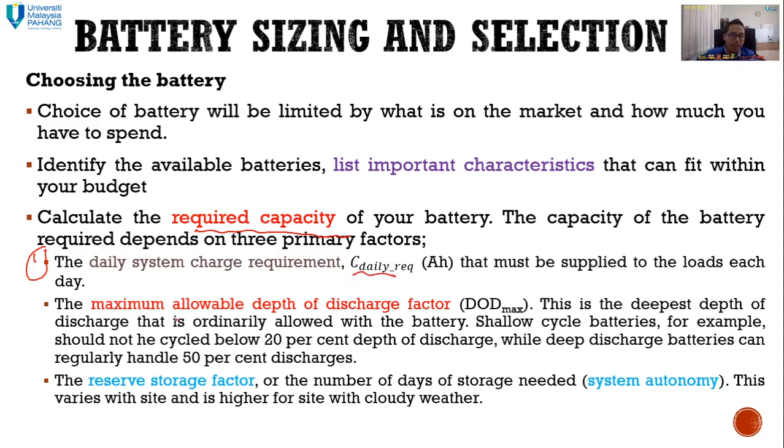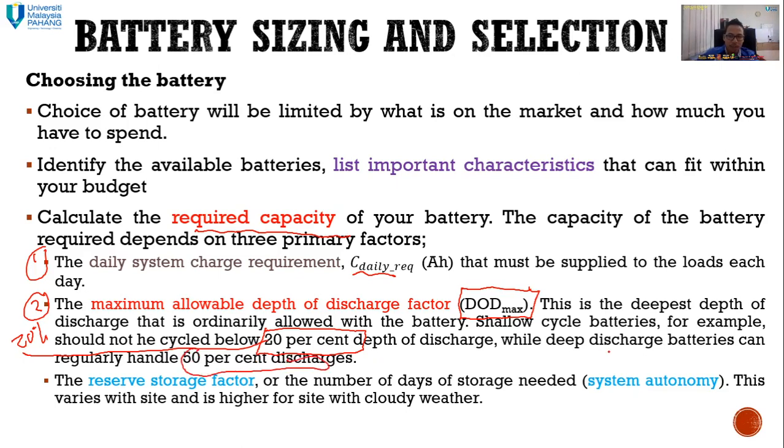Next, number 2 is the maximum allowable depth of discharge, or DOD max. This is the deepest depth of discharge that the battery allows. Let's say a shallow cycle battery, for example the car battery or the motorcycle battery, usually cycles below 20% depth of discharge. Only 20% is allowable for the normal lead acid battery used for the car and motorcycle, while a deep discharge battery can regularly handle 50%.